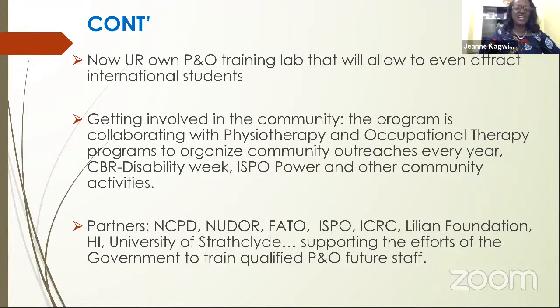We have in-country partners, for example the National Commission for Persons with Disability, the National Union for Disability Organizations in Rwanda, and our professional organizations, FATO, ISPO, ICRC, Lillian Foundation, Humanity and Inclusion, University of Strathclyde, Ottobock.